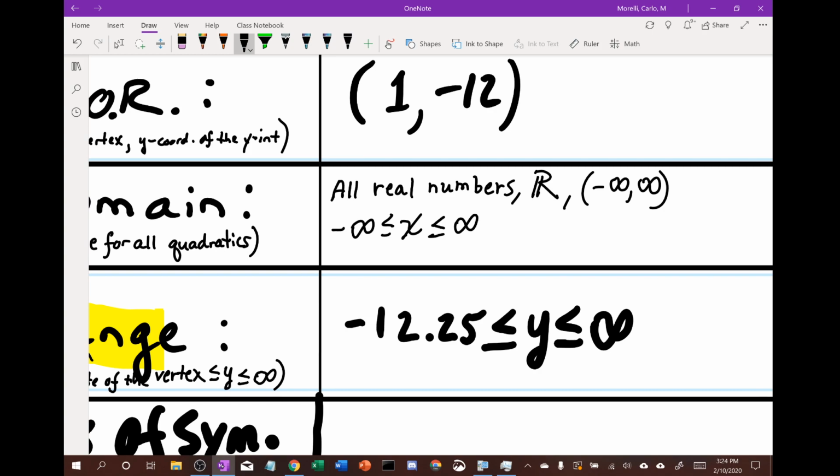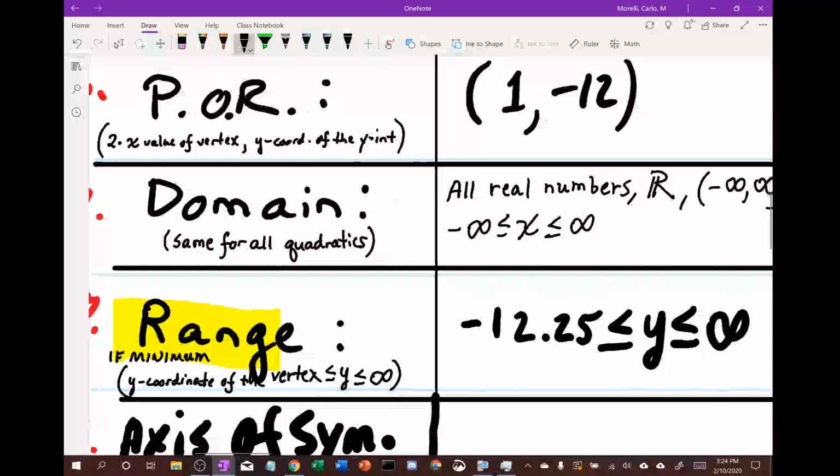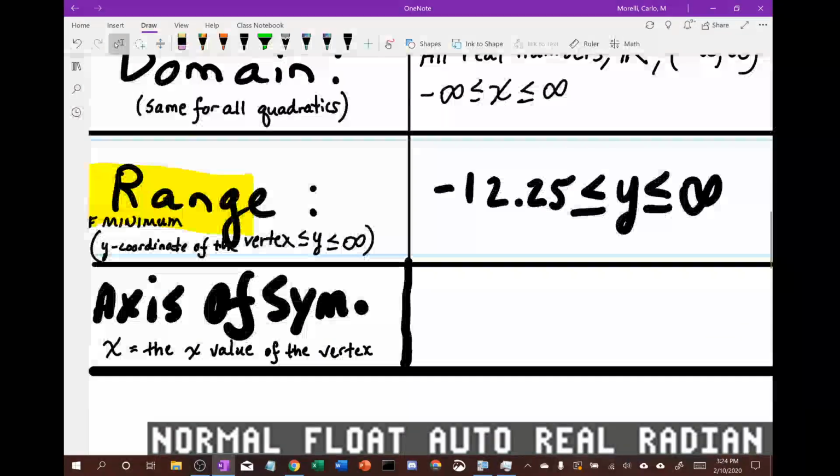Not too bad. Now, we got the axis of symmetry, and this is the last thing. And the way that you do it is you write this, x equals, and then you tell me the x value of the vertex. What is the x value? 0.5.